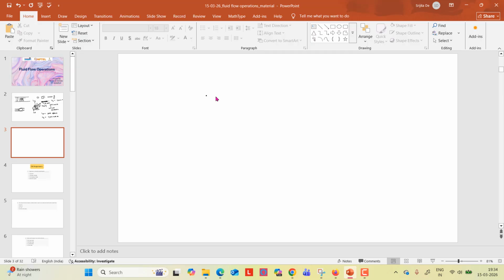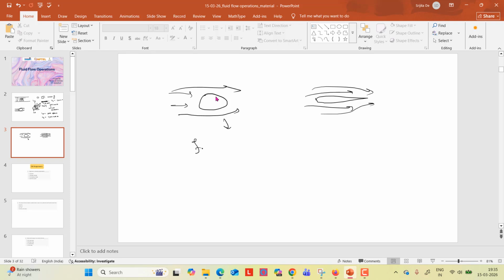So if you have two kinds of shapes, flow is happening here and flow is happening in this case. Where do you think the flow will separate first, or will the flow separate at all? So in this case, the flow separation will happen, right? But in this case, it will not happen because the object is so much streamlined, so it will not let the fluid create some chaotic motion.